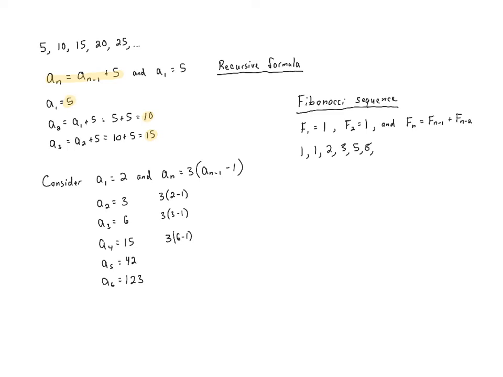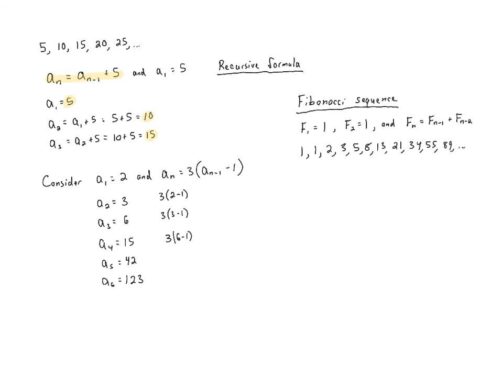5 plus 8 gives us 13. 8 plus 13 gives us 21. 13 plus 21 is 34. 21 plus 34 is 55. 34 plus 55 is 89, and we could go on and on and on forever and ever.